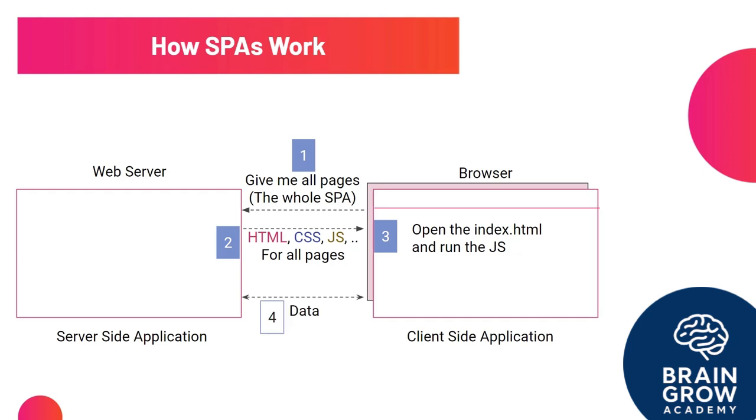From that point on, the browser requests pieces of data it needs rather than downloading an entire web page each time, because all pages are downloaded initially. So instead of downloading web pages, HTML, CSS, JavaScript, etc. every time, we are preloading all that information and just requesting data from a server.